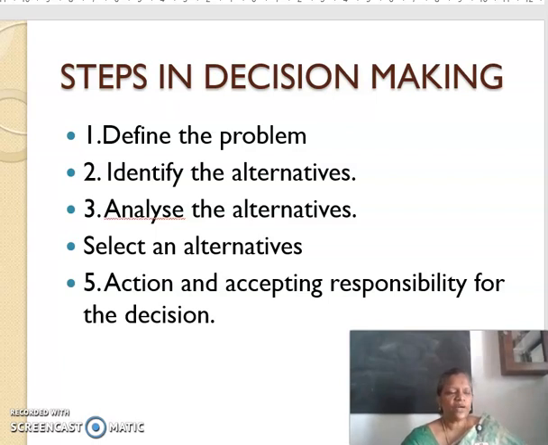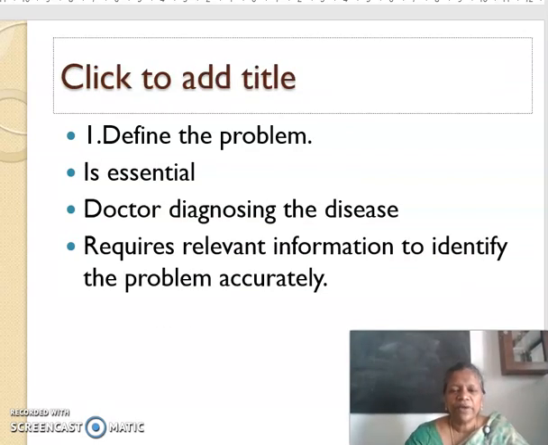The first one is define the problem. The second step is identify the alternatives. The third one is analyze the alternatives. The fourth one is select an alternative. And the fifth one is action and accepting responsibility for the decision. So first, what is the first step we are going to see? Define the problem. What is meant by define the problem?